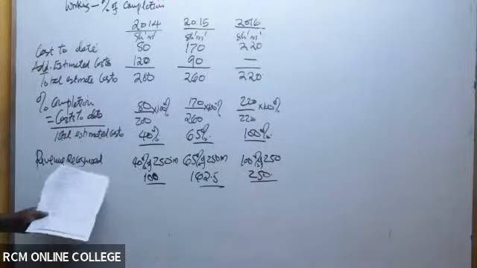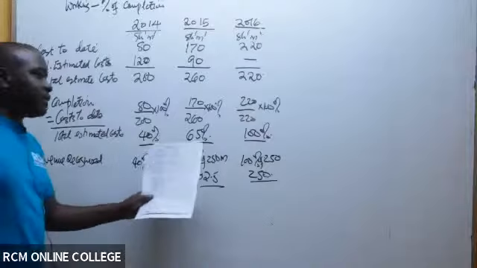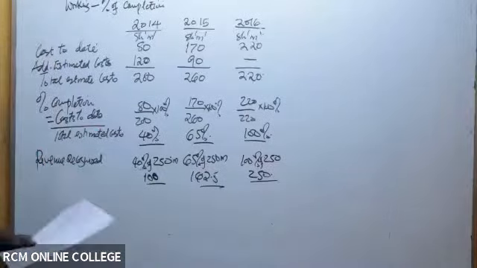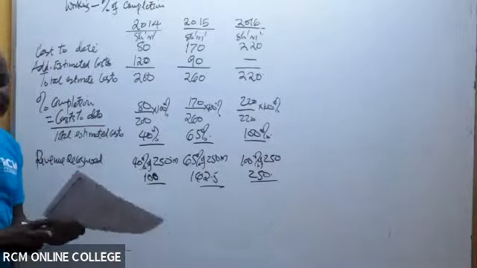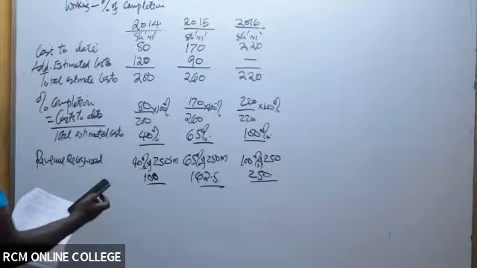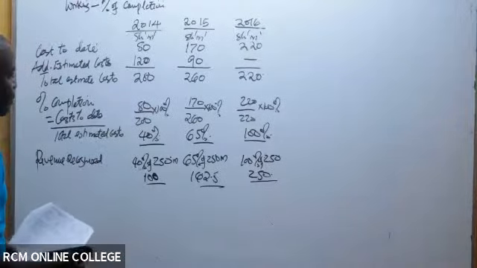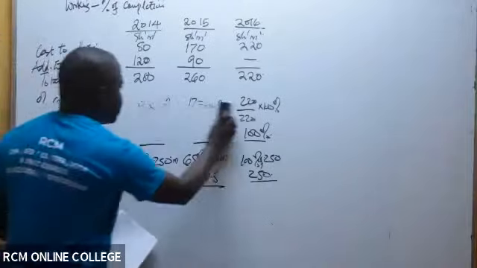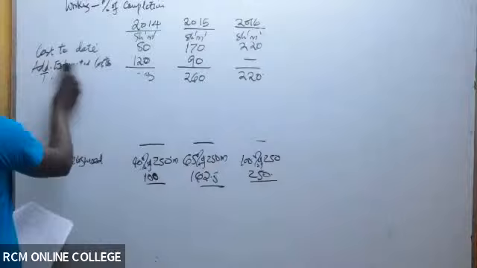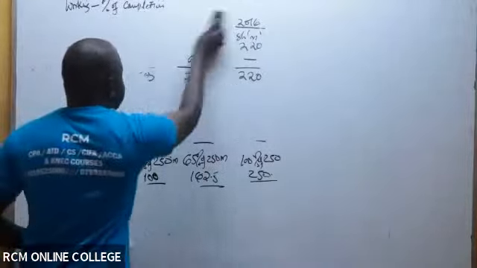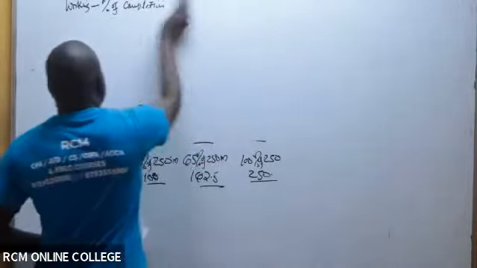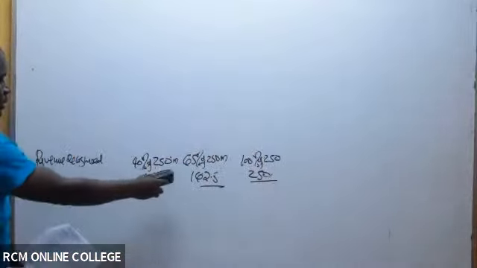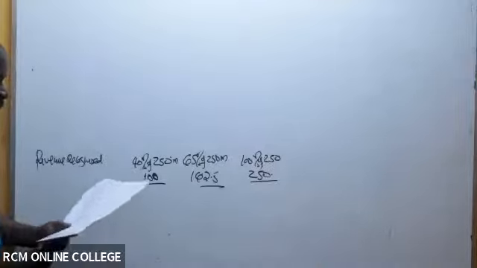So once we know the revenue recognized, this is what helps us to come up with the income statement, because that is the first item that you start with whenever you are getting the income statement extracts. So once you have these, we can now come up with the income statement extract. I hope you've been able to copy this. Revenue recognized is this one.